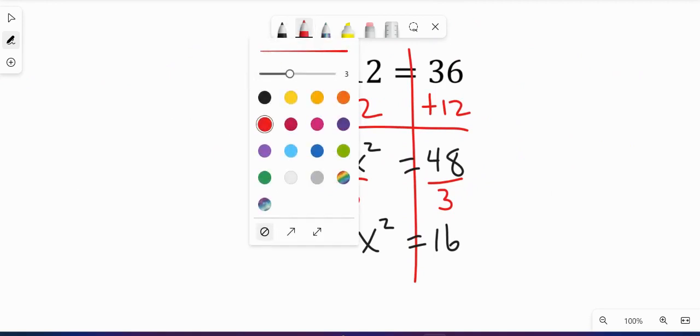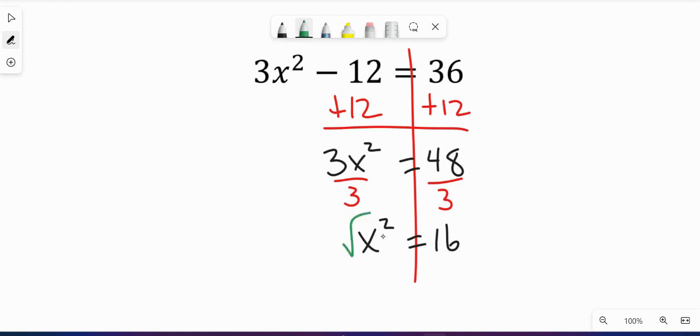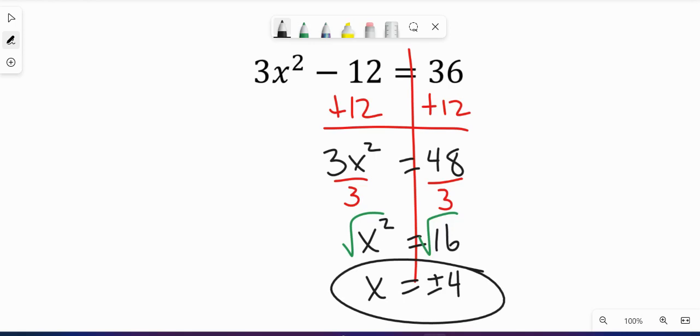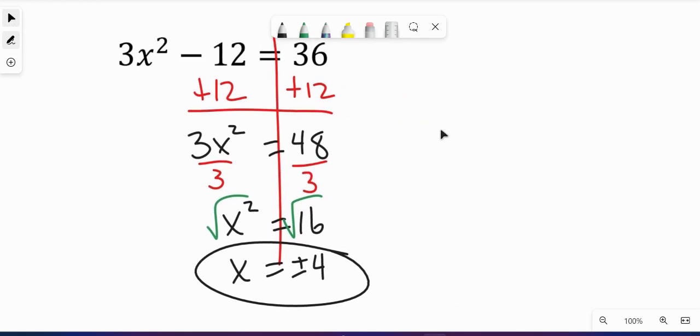Do a different color. Let's pick green. So take the square root of both sides. Now remember, when I take the square root of both sides, I get two different answers. I get positive and -4, right? Square root of 16 is either +4 or -4, and that's my final answer. Okay, so same steps as before when you're solving multi-step equations, except you just got to throw in the square root at the end.